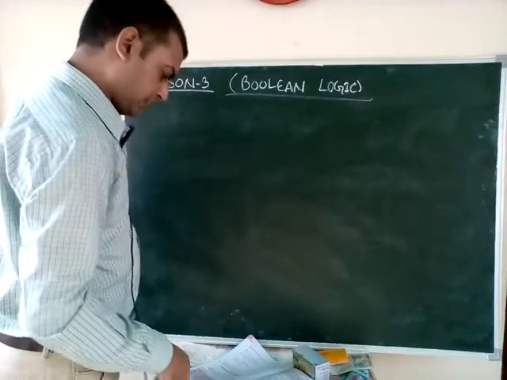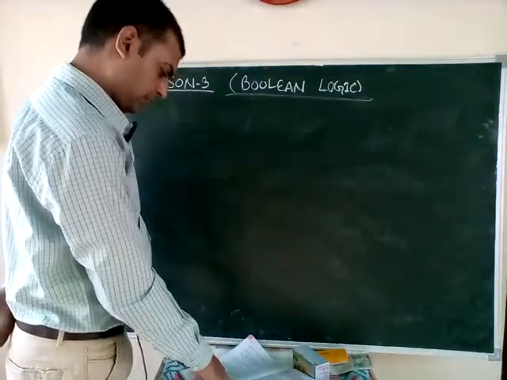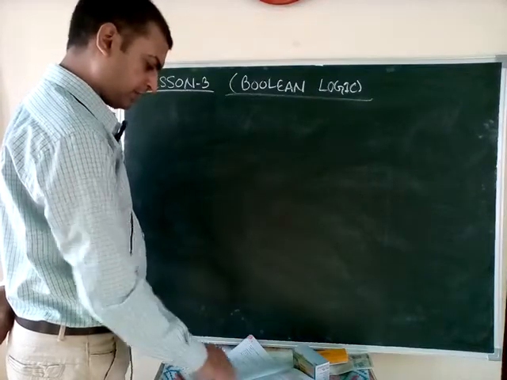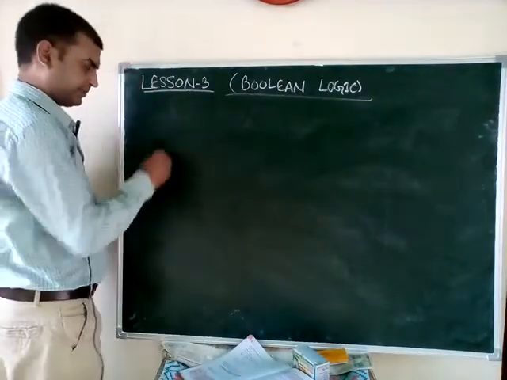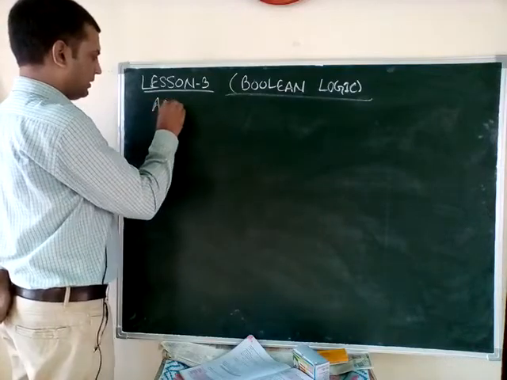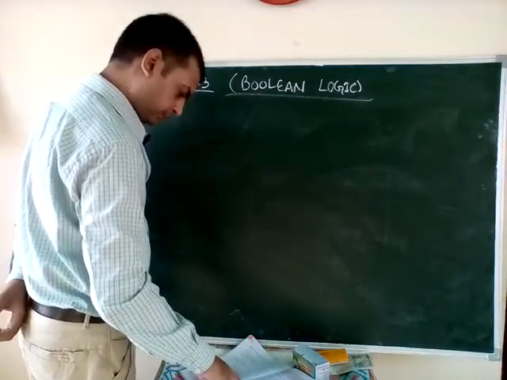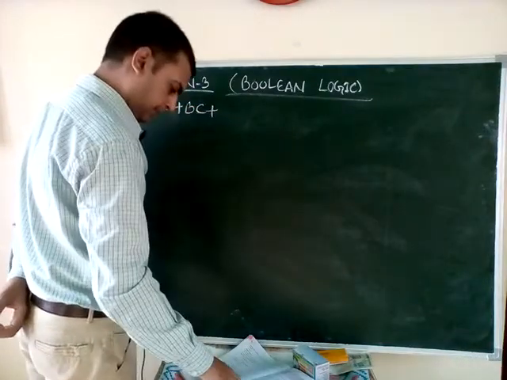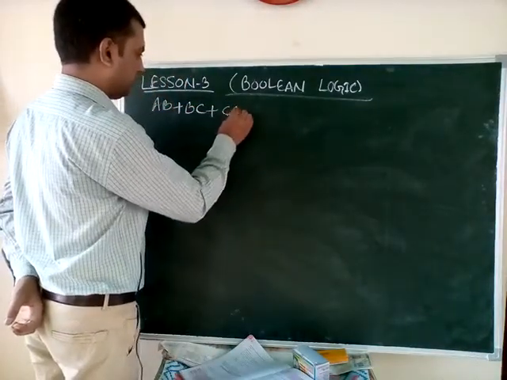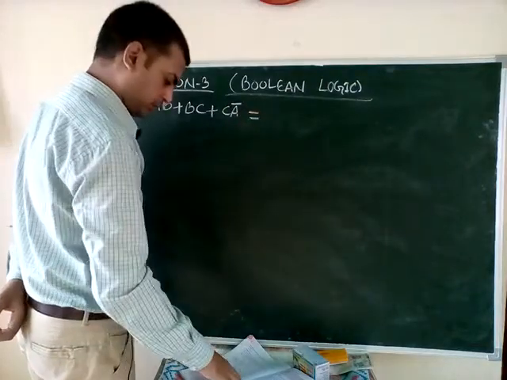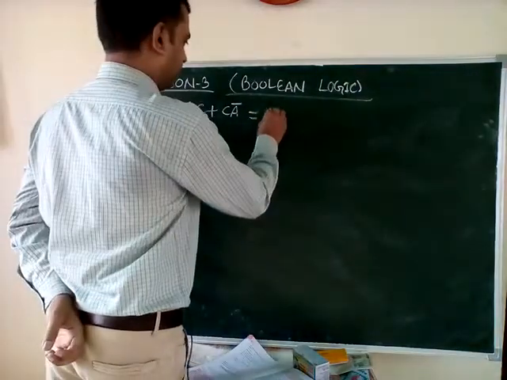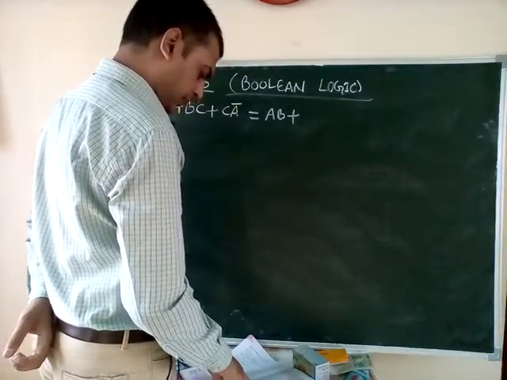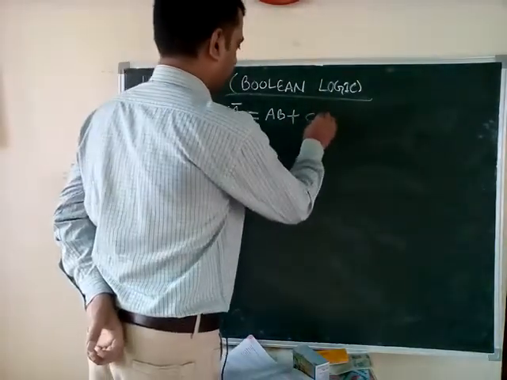Now dear students, question number 4: using truth table prove that AB + BC + CA bar is equal to AB + CA bar.